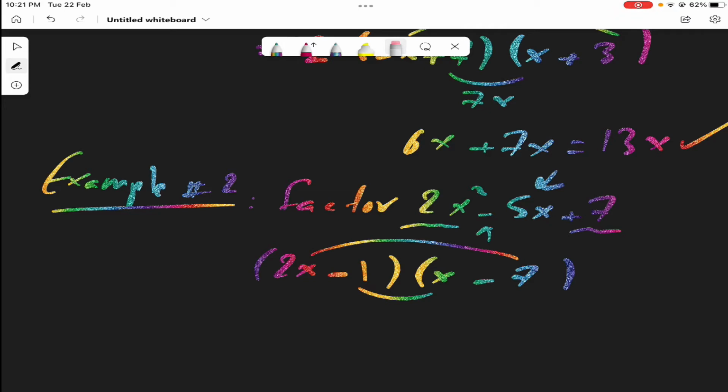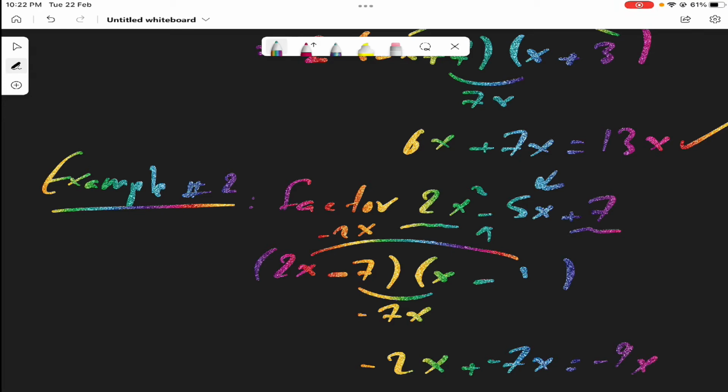We change the possibility into 7 and 1. Let's multiply. 2x times negative 1 is negative 2x. Negative 7 times x is negative 7x. If we add negative 2x and negative 7x, we get negative 9x. Also, it's not the middle one, so this is wrong.